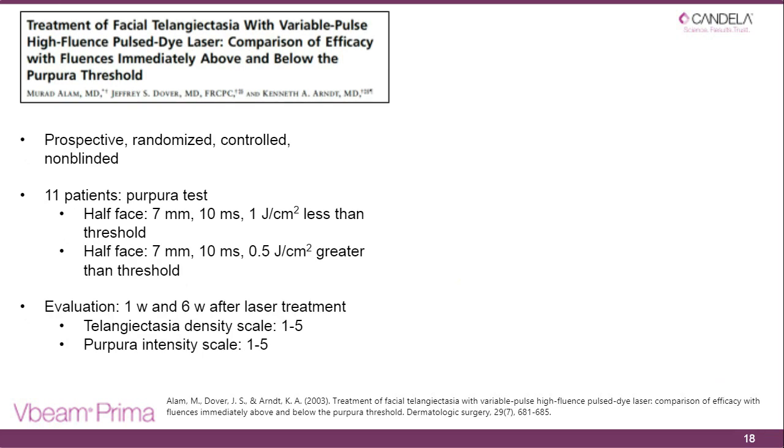Like the previous article, this is also a prospective randomized controlled non-blinded clinical trial where they include 11 patients. In these 11 patients, they try to establish a purpura threshold, and when they've established the purpura threshold of the patient, they treat half the face with subpurpuric settings and the other half with purpuric settings. They evaluate both the telangiectasia and the purpura intensity on a scale from 1, which is minimal, to 5, which is a lot of telangiectasia and a lot of purpura.